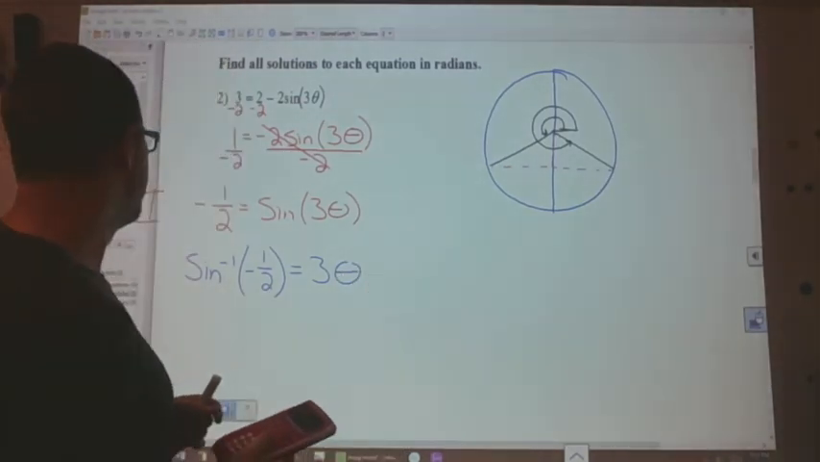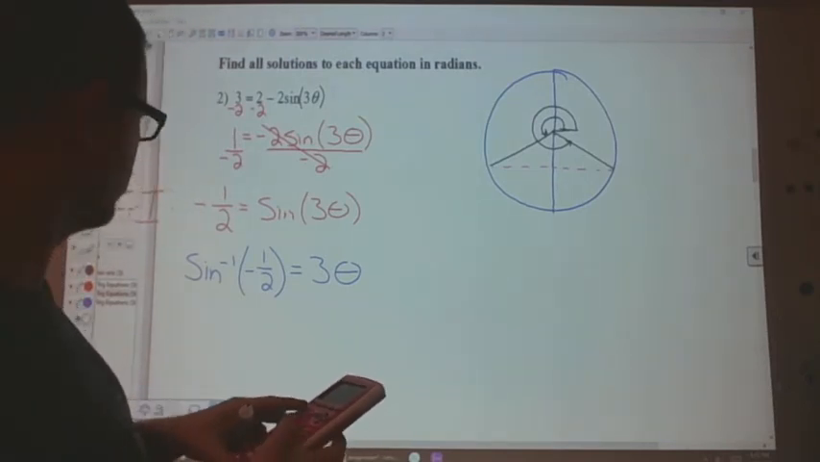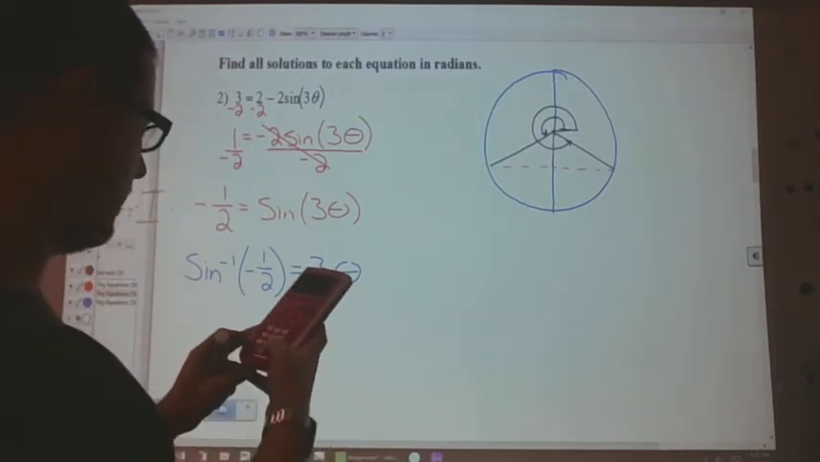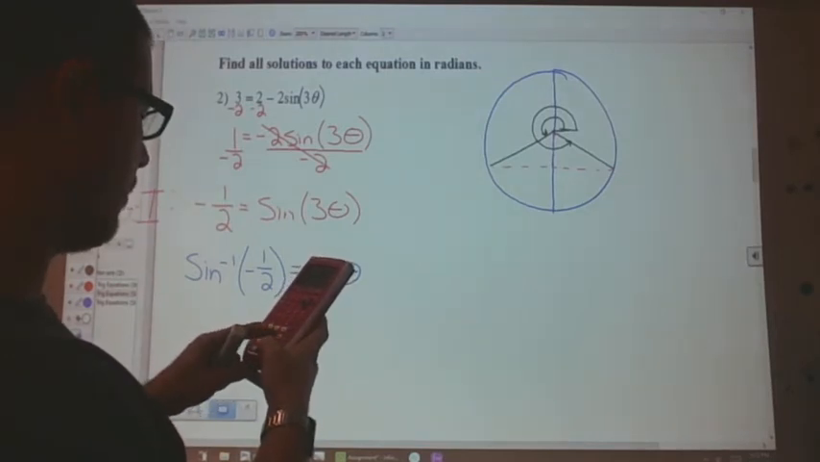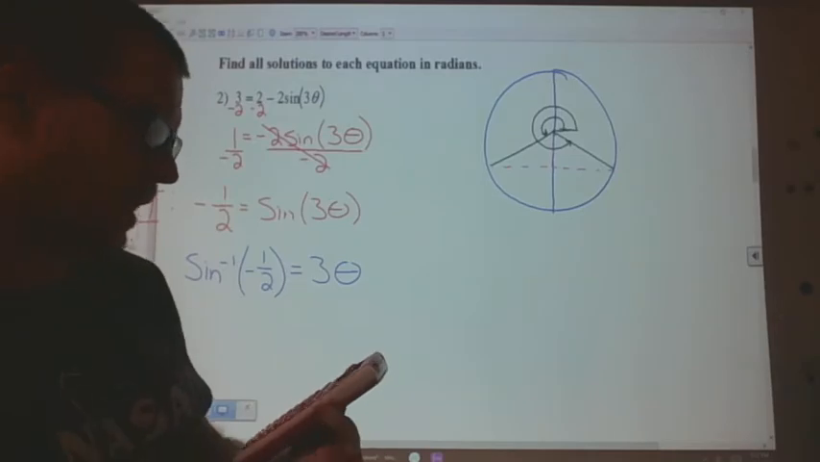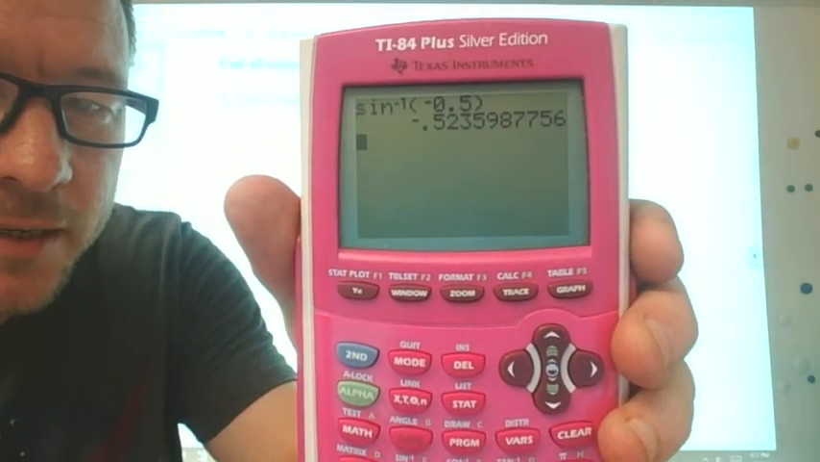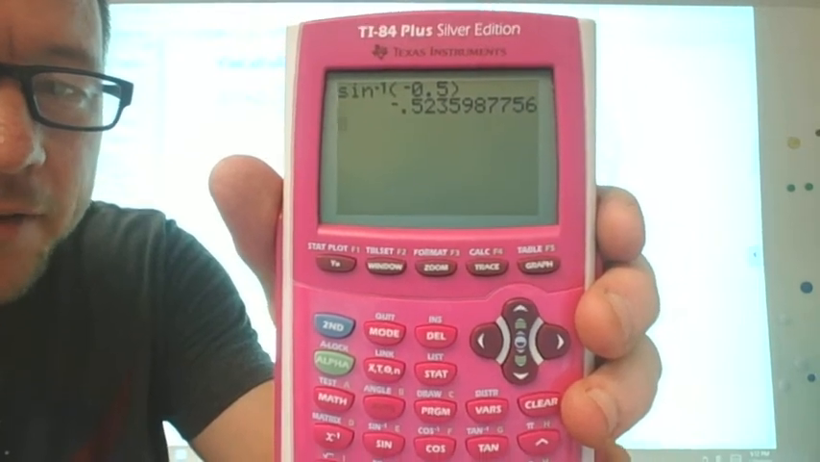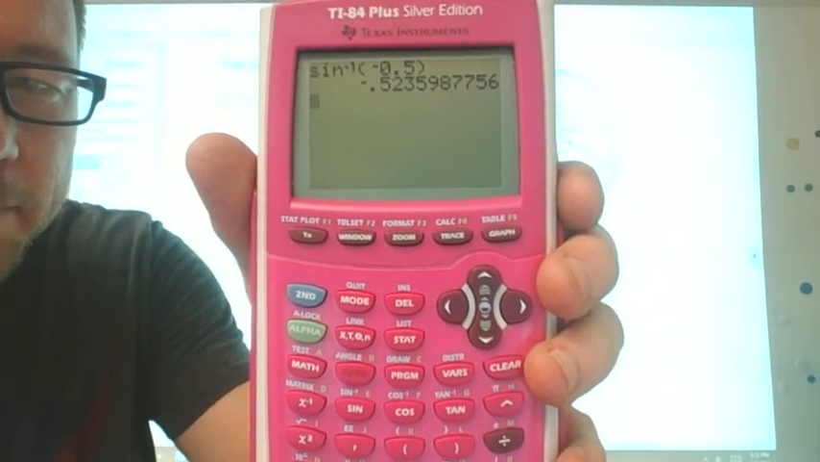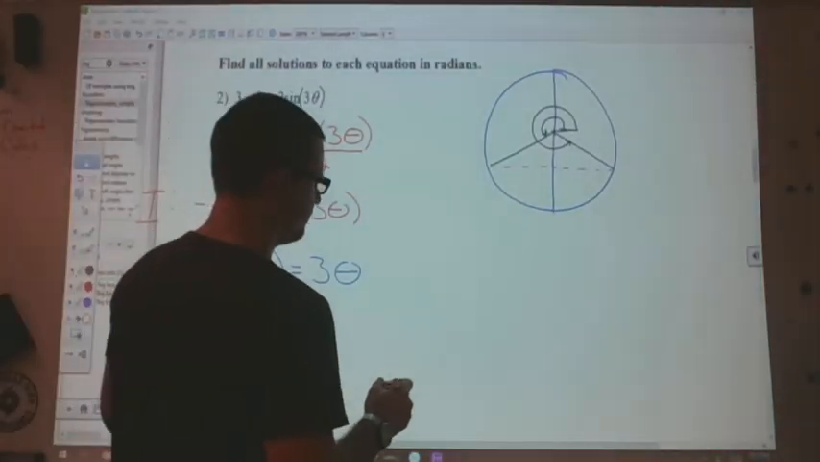So, I'm going to do mode radians, make sure it's in radians, and do the inverse sine of negative 0.5. And that gives me negative 0.5235. Inverse sine of negative 1/2 gave me negative 0.5235. We'll go 2 decimal places.